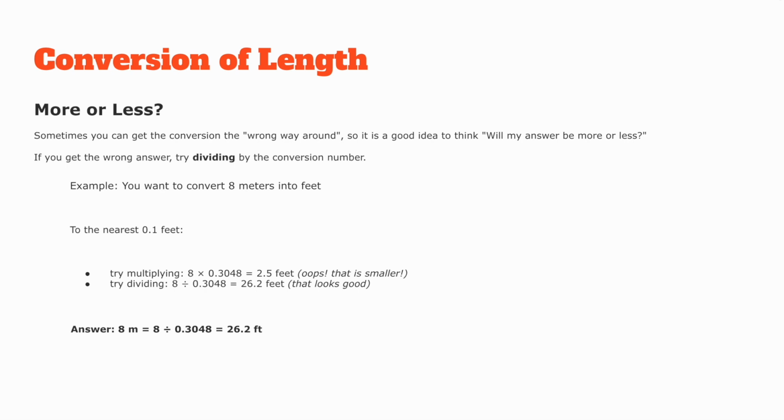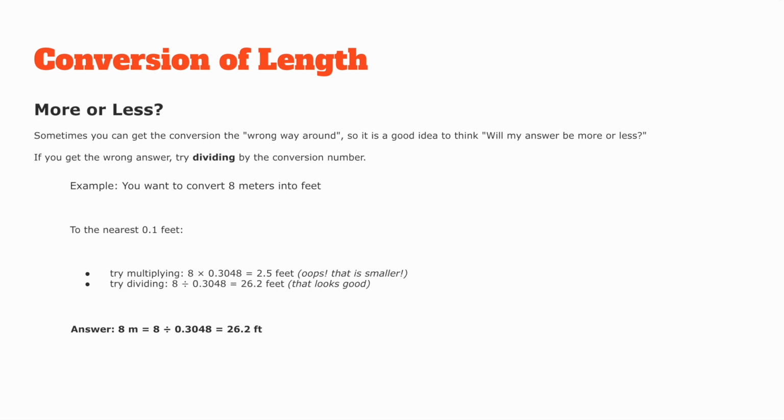Sometimes you can get the conversion the wrong way around, so it is a good idea to think, will my answer be more or less? If you get the wrong answer, try dividing by the conversion number. For example, you want to convert 8 meters into feet. Will the answer be more or less than 8? Feet are smaller than meters, so there should be more feet than meters. The conversion is 1 foot is 0.3048 meters. To the nearest 0.1 feet, try multiplying 8 times 0.3048 meters, which is 2.5 feet.